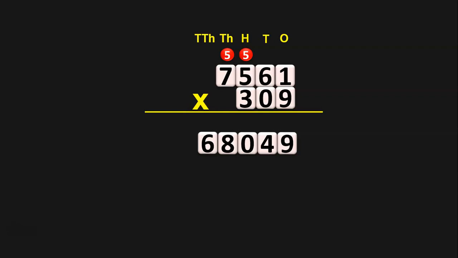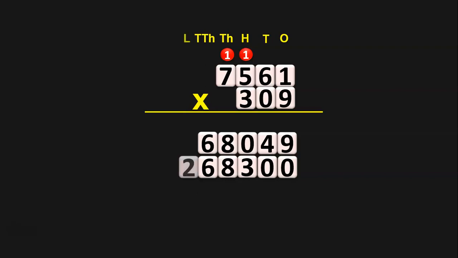The next step, you can skip the multiplication by 0 and directly move on to multiplication by 300. So in the ones and tens place you'll have to add zeros. 3 ones are 3, 3 6s are 18, 8 carry over 1, 3 5s are 15, 15 plus 1, 16, 6 carry over 1, 3 7s are 21, 21 plus 1 is 22, 2 in the lakhs place and 2 in the 10 lakhs place.